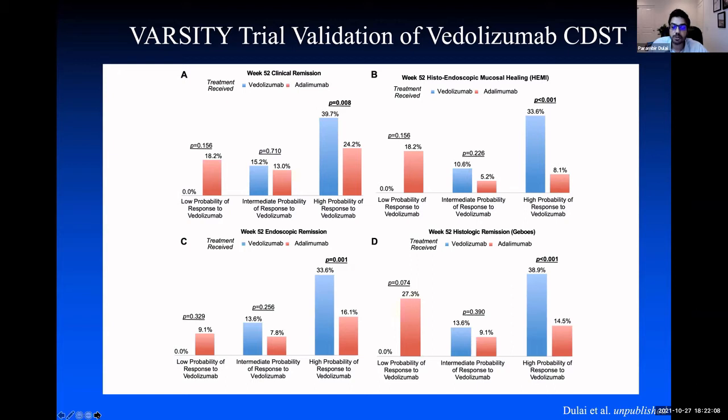Similarly, for week 52 histologic remission and endoscopic remission, you saw that it was the high probability group where vedolizumab was favored significantly over adalimumab, and not so the case in the intermediate or low probability group. So suggesting that this tool could actually be used to personalize evidence from a phase 3 head-to-head randomized controlled trial.